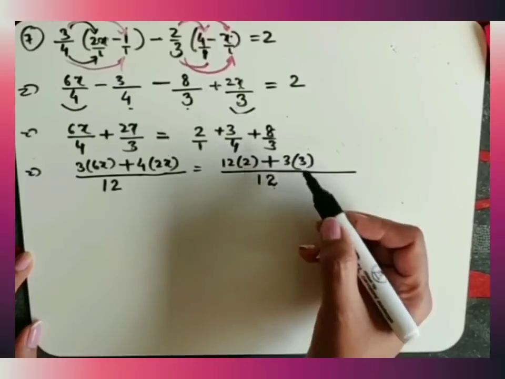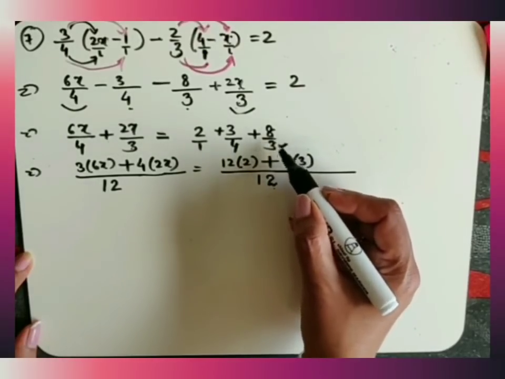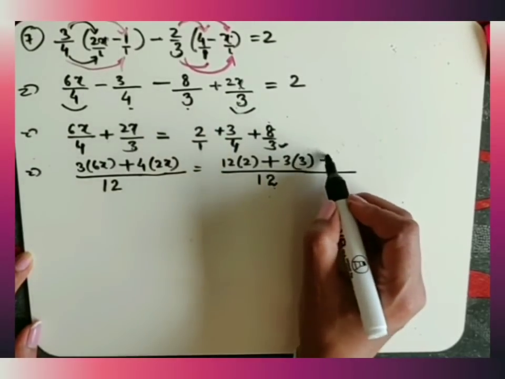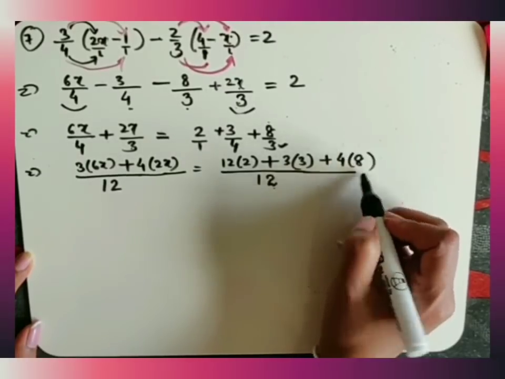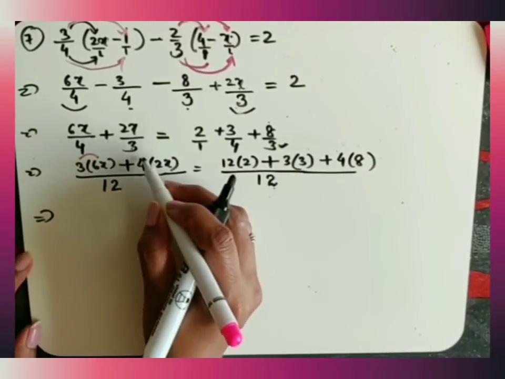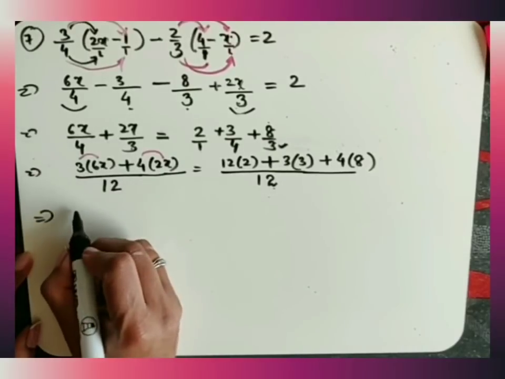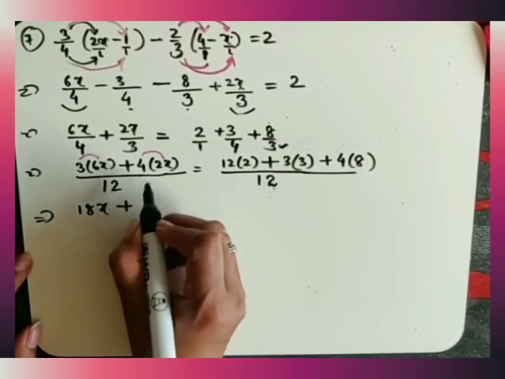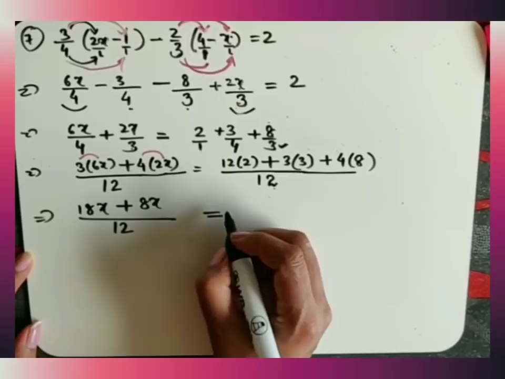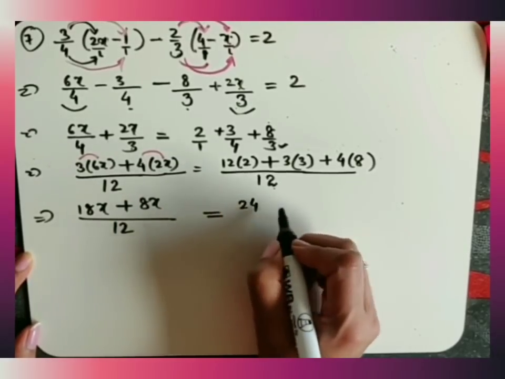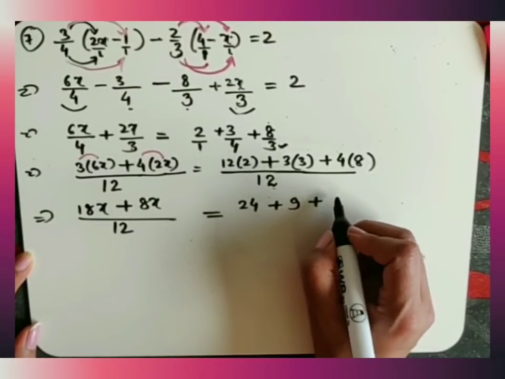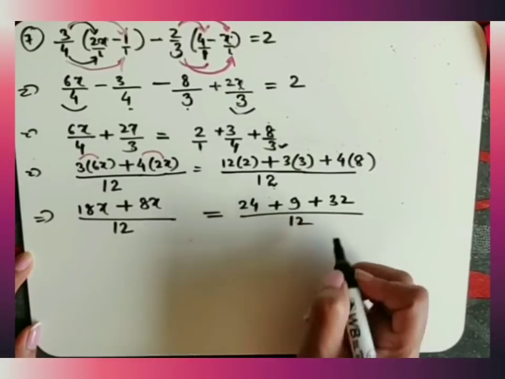Then come to the third fraction. Here the denominator is 3, so 3 multiplied by 4 will give you 12, that 4 will multiply by the top numbers. Don't forget to give the sign, plus 4 multiplied by 8. Now multiply and open the bracket here. So 3 multiplied by 6x will give you 18x, plus 4 multiplied by 2x will give you 8x over 12, equal to, here as well, 12 multiplied by 2 is 24 plus 3 multiplied by 3 is 9, plus 8 multiplied by 4 is 32 over 12.